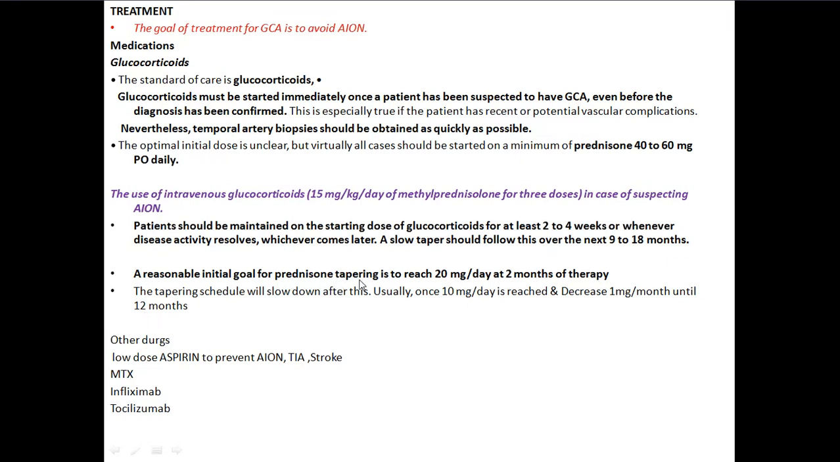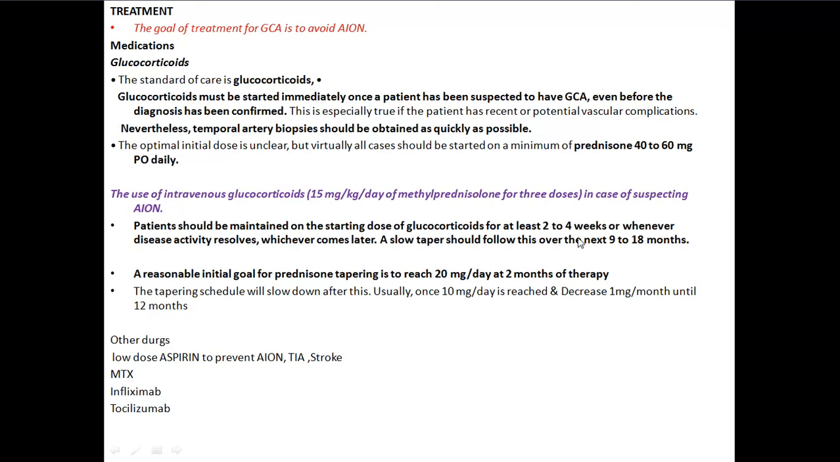Prednisolone tapering is to reach 20 mg per day at 2 months of therapy. So you started at 40 to 60 mg, it should come to 20 mg per day after 2 months of therapy. And the tapering schedule will slow down after this. Usually 10 mg per day is reached, or 1 mg per month until 12 months. So it's important you start at 40 to 60 mg and maintain it at least 2 to 4 weeks or whenever the disease activity resolves, whichever comes later.